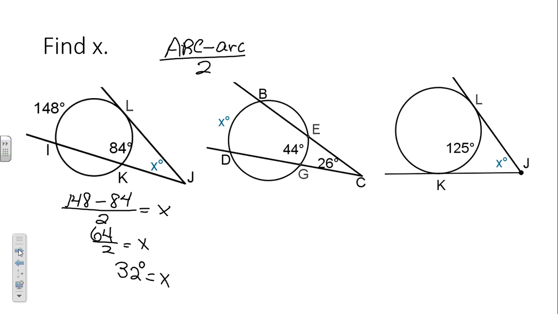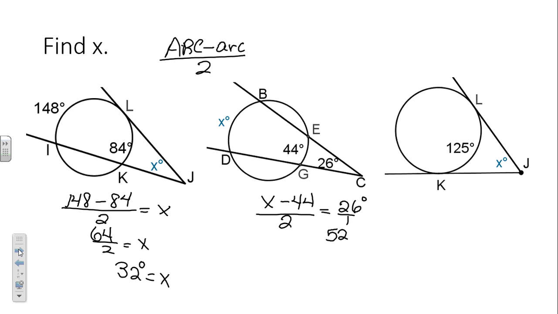Okay? So our big arc is x. Our small arc is 44. We're subtracting because we're outside the circle. We divide it by 2, or if you want to take the shortcut and just multiply your angle by 2 right away, you can do that. Does not matter either way.